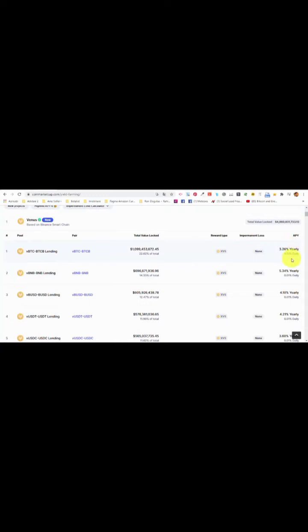We have this indicator which says impermanent loss, so the risk of impermanent loss, and the reward type, basically what you are earning. You are earning a percentage of this. This is the type of token or coin or cryptocurrency that you are going to earn. Obviously you want something which has a potentially high return, a low impermanent loss rate, and a reward type which is highly liquid, or has a lot of demand in the market, or can be used easily.